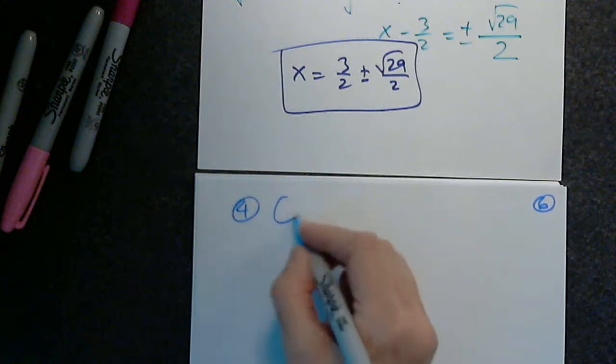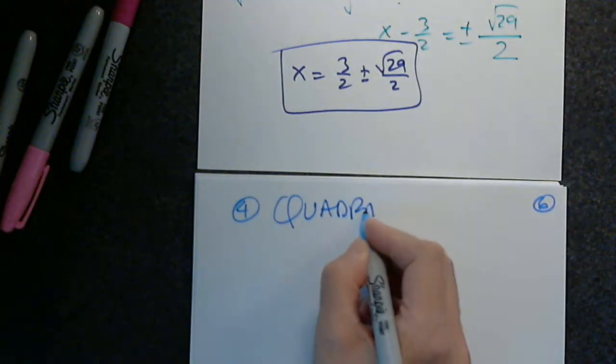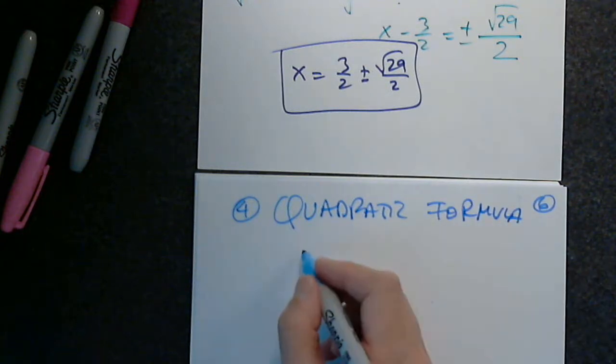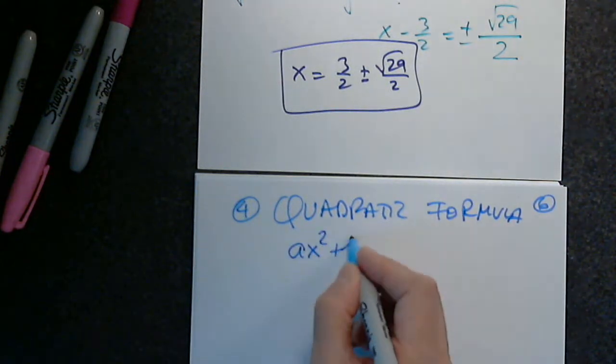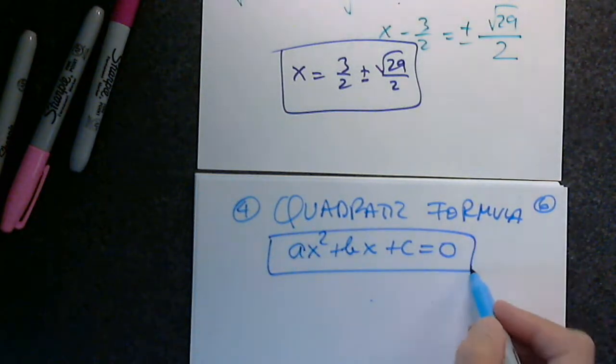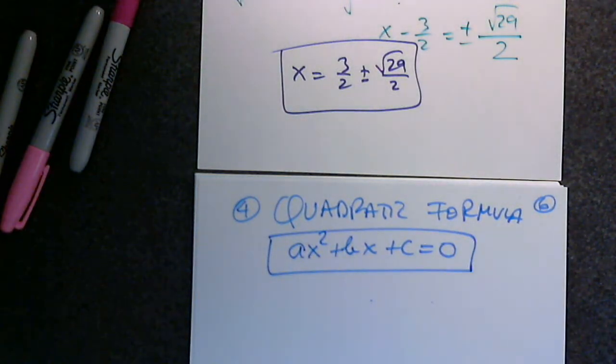Method number 4, quadratic formula. For the quadratic formula to be applicable, the equation must be set up like this. Descending order polynomial on the left and 0 on the right. If I don't have this situation, I cannot use the quadratic formula.